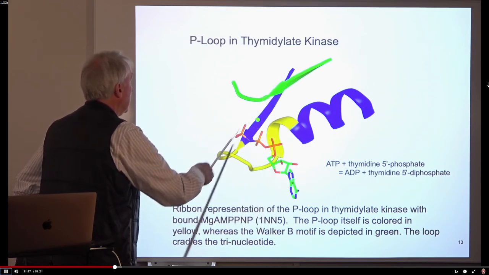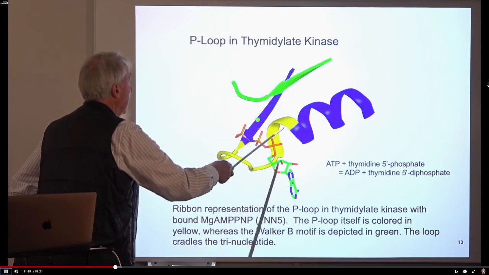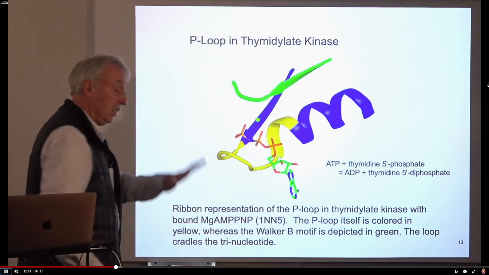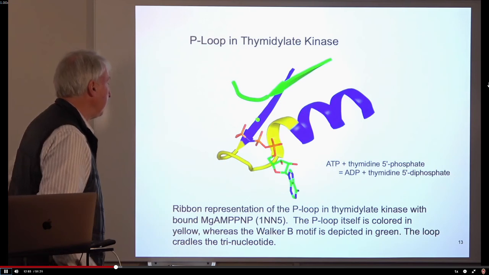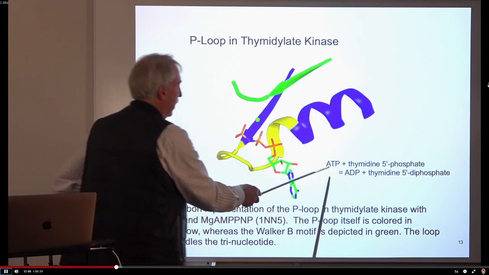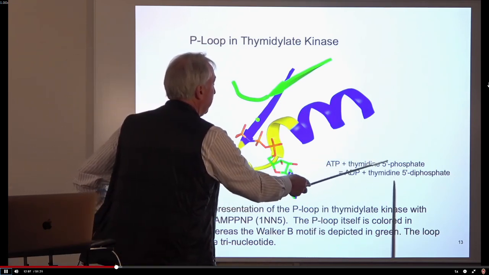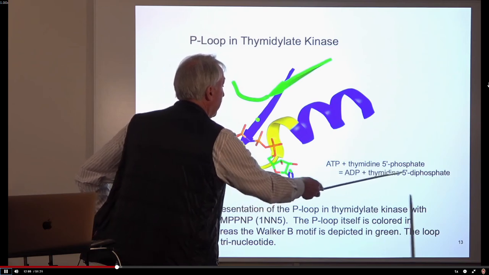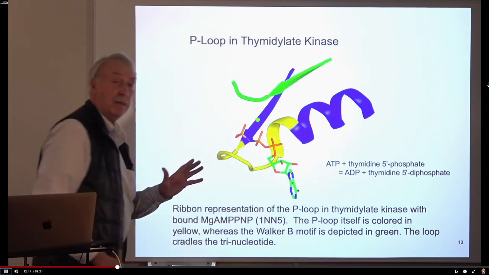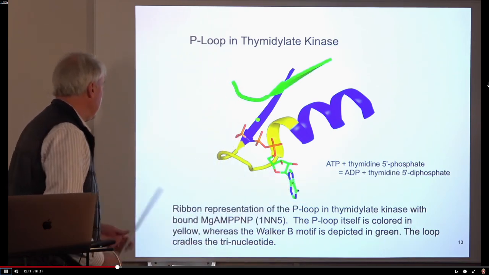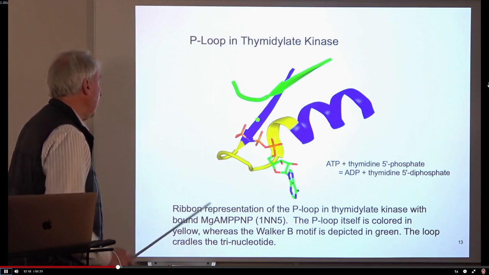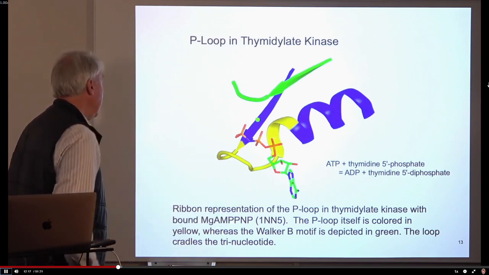And so typically this is one component of a larger sheet, and then there are a series of alpha helices that lie on top of that sheet. In this case, the enzyme catalyzes ATP and thymidine phosphate to make ADP and thymidine 5-phosphate, and serves to activate the thymidine 5-phosphate. This is a ribbon representation.